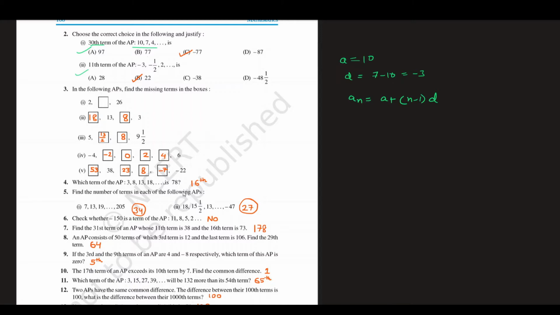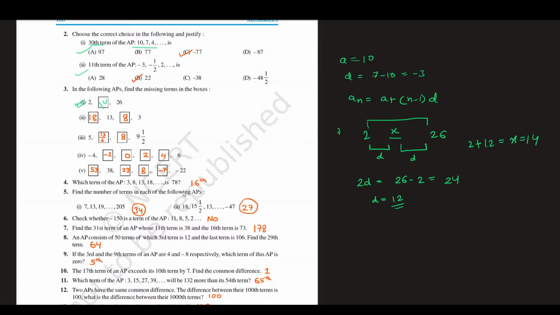So say we take this example. First is 2 and there is a dash, a missing number, and then 26. So suppose this term is x, this difference is d, and this difference is also d. So we have 2d = 26 minus 2, that comes out to be 24, and we get d = 12. Just add 2 and 12 and we get x = 14.